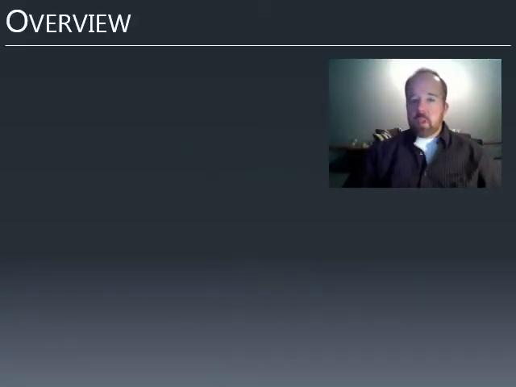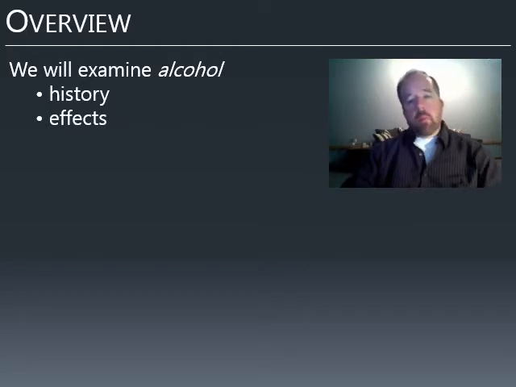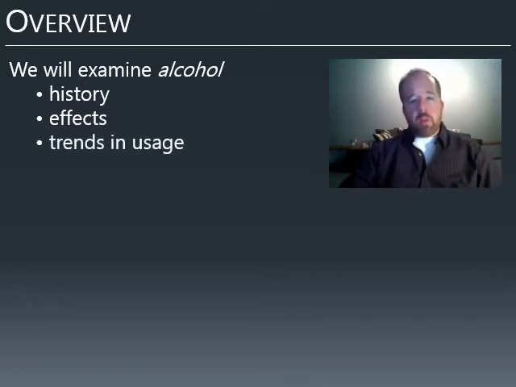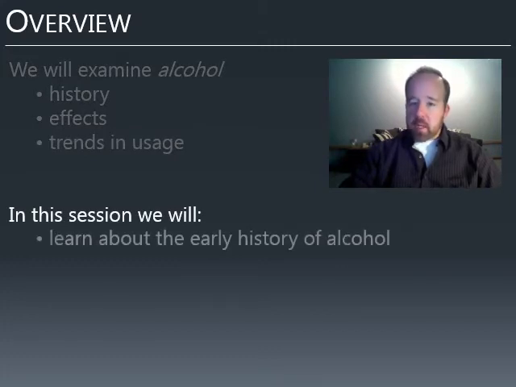Okay, so this week we'll be talking about alcohol. We'll start by looking at the history of alcohol, and of course, because it is a natural product, it has a fairly long history. We'll talk about the effects of alcohol, mainly next time, in terms of the effects on the individual. This time we'll talk about the interaction between society and alcohol. And then later on we'll talk about trends in usage, so who drinks alcohol, to what extent, why. In this session in particular, we're going to be focusing on the historical aspects.